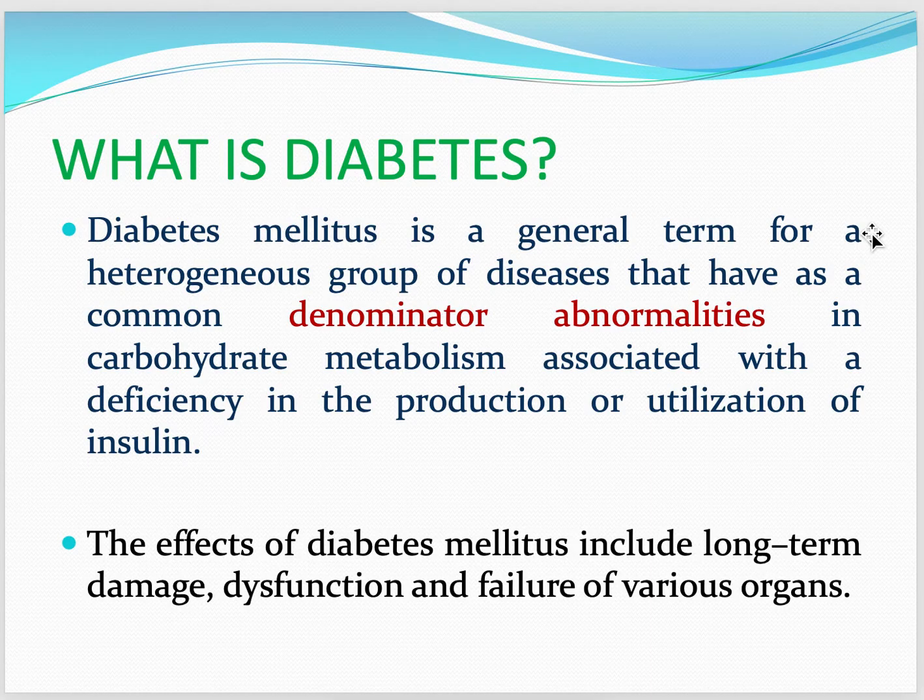So what is diabetes? Diabetes mellitus is a general term for a heterogeneous group of diseases that have as a common denominator abnormalities in carbohydrate metabolism associated with a deficiency in the production or utilization of insulin. In case we get diabetes, our carbohydrate metabolism is abnormal. If our body cannot produce enough insulin, or if our body cannot utilize the insulin, there will be abnormalities in carbohydrate metabolism.